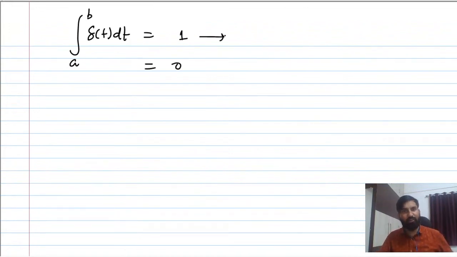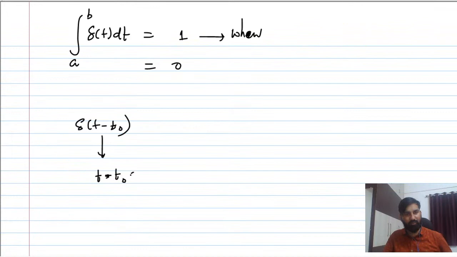So when will it be 1? When delta t exists inside the limit of a and b. Suppose we have got delta of t minus t naught. So what is the time shifting here? You can say t minus t naught equal to 0, so t equals t naught. Suppose you are shifting delta t by t naught.